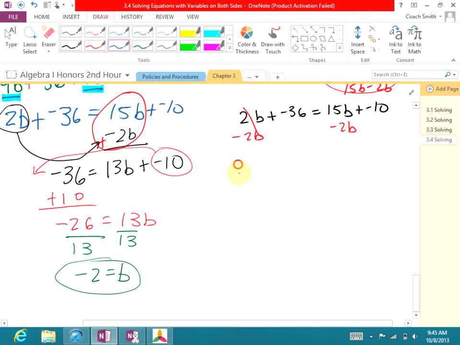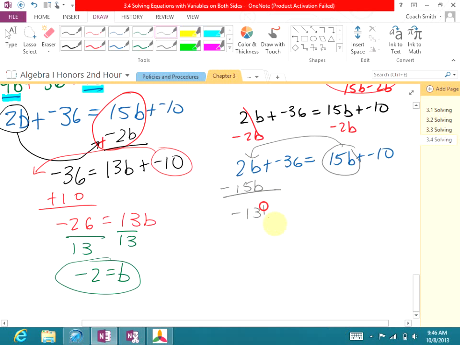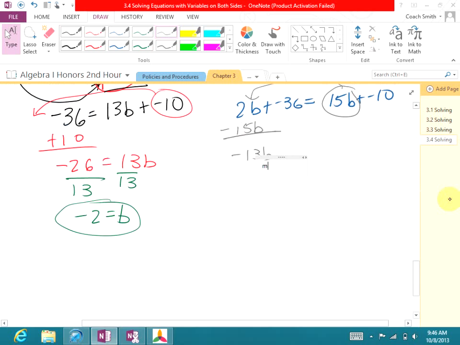Now, let's look at the same problem. You don't have to write this down necessarily. Okay, let's look at the same problem if I take the 15b over to the 2b. In other words, I have that choice. Well, that becomes negative 15b, which is negative 13b.